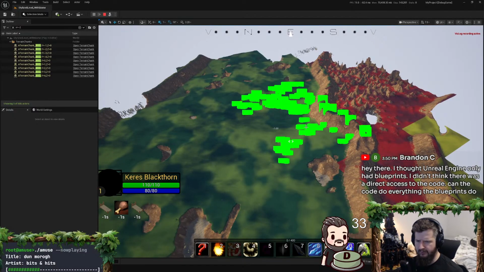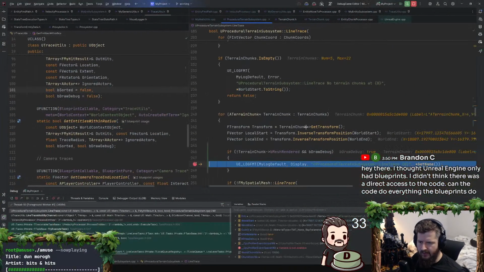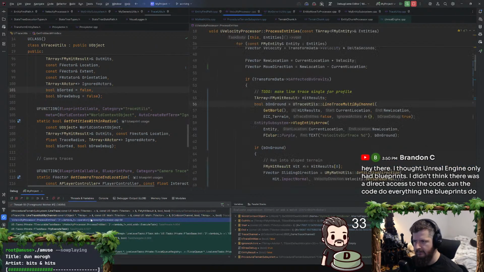I thought Unreal Engine only had blueprints. Nope, you can do C++. I didn't think there was direct access to the code. Can the code do everything the blueprints do? It can do even more. The blueprints actually don't have all the functionality that you can do in C++.